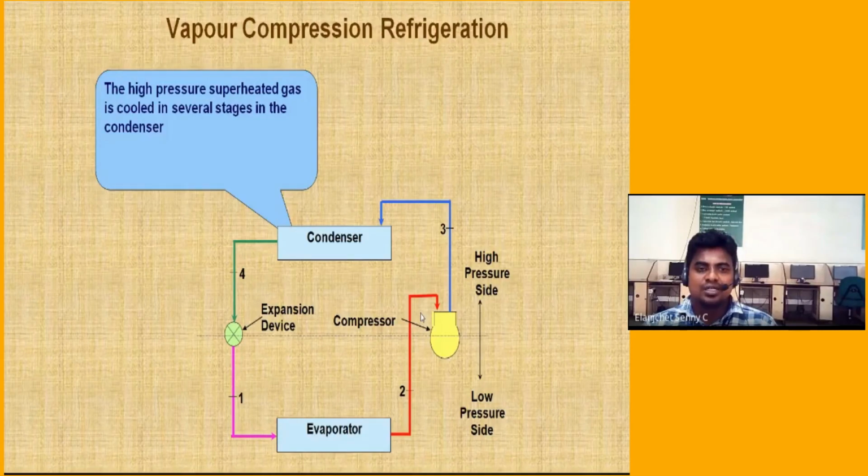Then comes the condenser. From the compressor, the output is high pressure vapor refrigerant. That high pressure vapor refrigerant is given to the condenser. In the condenser, the high pressure vapor refrigerant is condensed and converted into liquid form. It only gets condensed, but the pressure is not reduced. You must note that the pressure is not reduced.